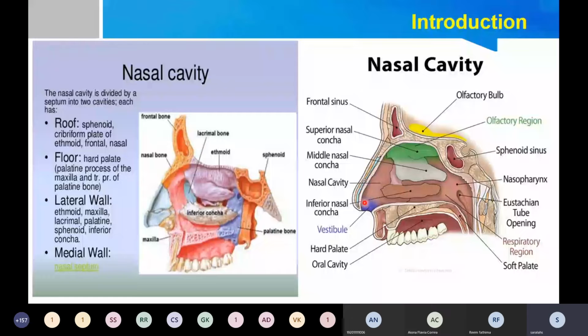This is the nasal cavity. It has a roof and a floor. The floor is the one which separates the mouth or the oral cavity from the nasal cavity, and the roof separates the nasal cavity from the cranial fossa.